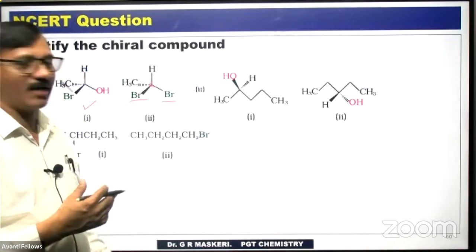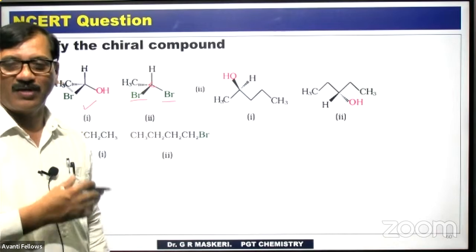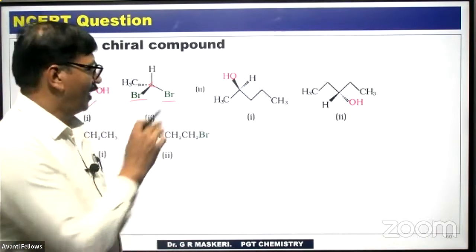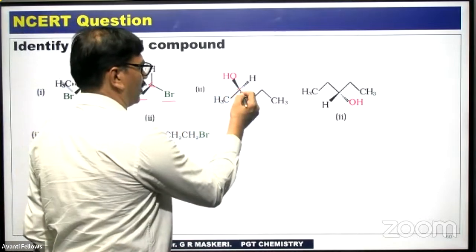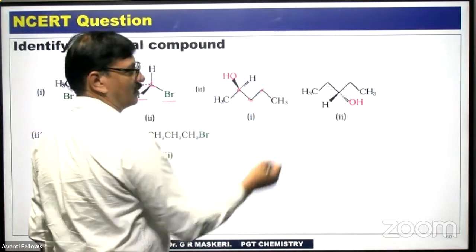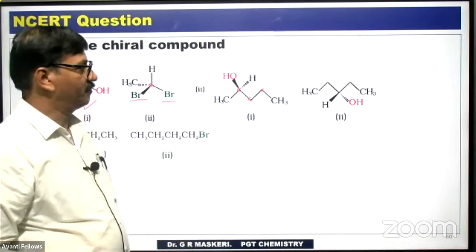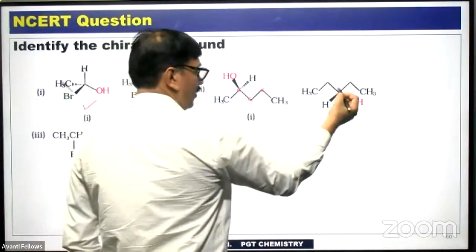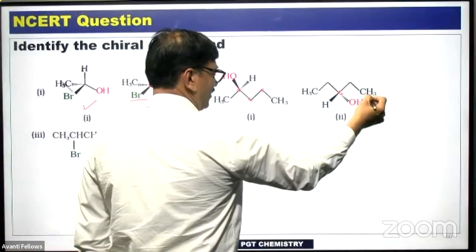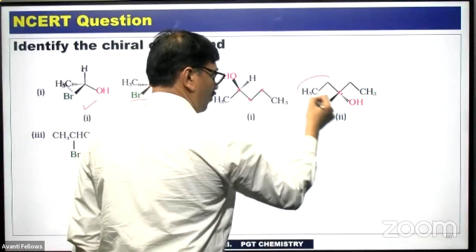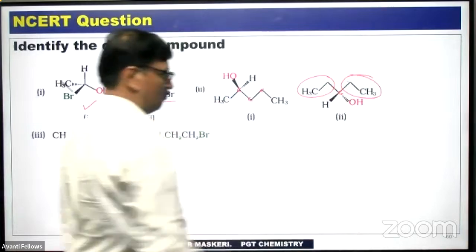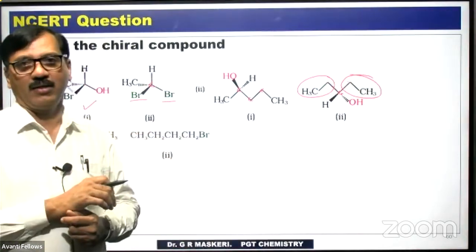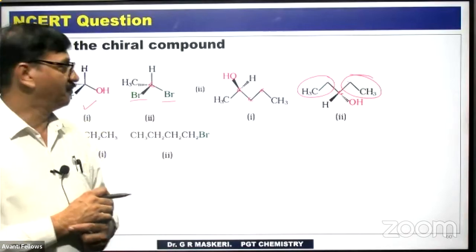Sometimes in the bond line formula they give the structure in different ways, and you have to identify it properly. This is carbon, this is carbon, this is carbon. Now look at this. This is carbon, this is CH2, CH3 and CH2, CH3. They are both alike. If two substituent groups on the carbon are the same, then it is not called chiral.